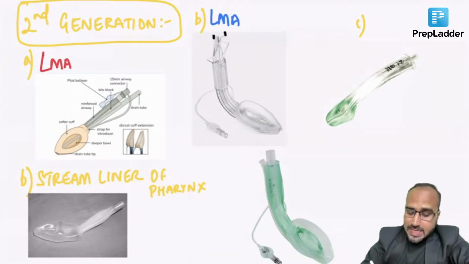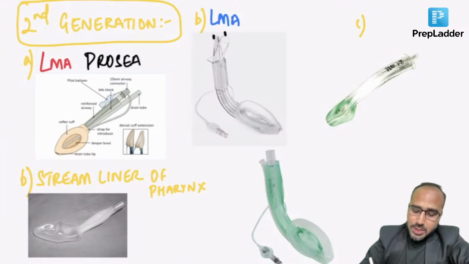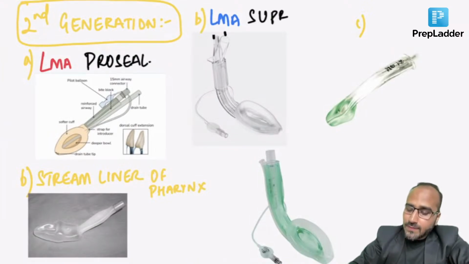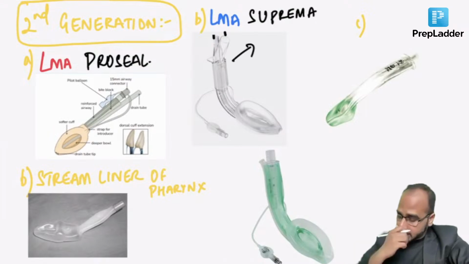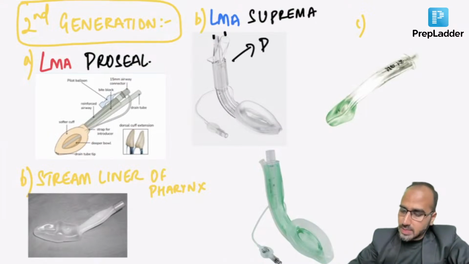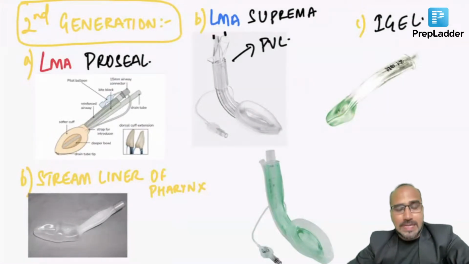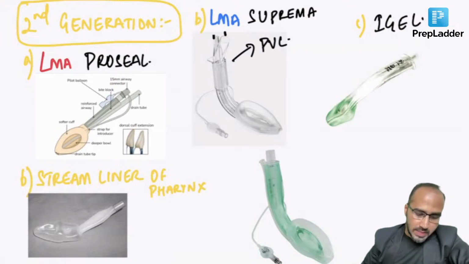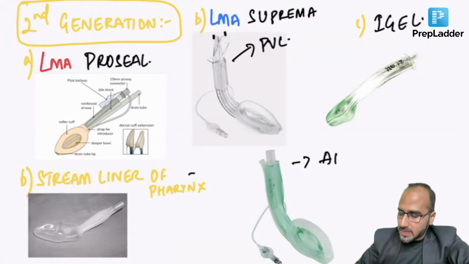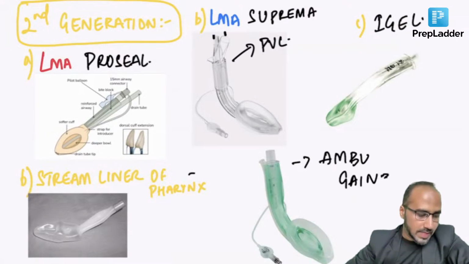In second generation, you have examples of LMA Pro Seal, and you have LMA Supreme, which is made up of polyvinyl chloride. Okay. Next is iGel. iGel is an LMA that does not have any cuff. It is a temperature regulated LMA. You put that LMA into the patient's mouth, and according to the temperature, it will take the shape. Okay. Next is Slippa, which is the streamliner of the pharynx. And last is Ambu Gain LMA.